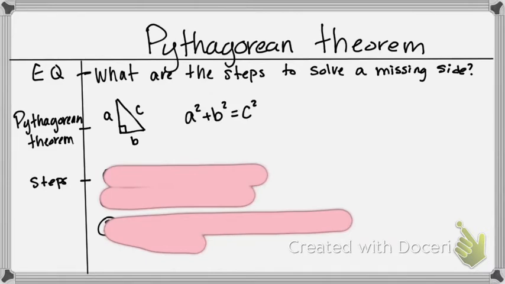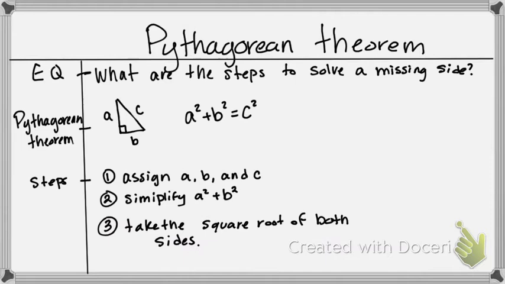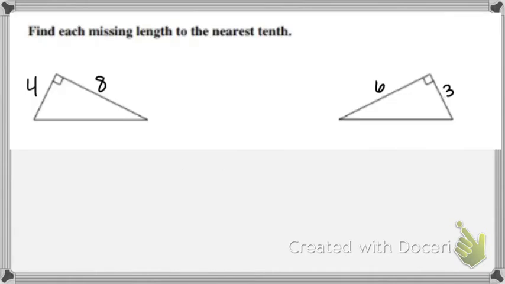The steps to finding the missing side length for the hypotenuse is going to be 3 steps. The first one is to assign A, B, and C to the sides. Step 2 will be to simplify a squared plus b squared, so that's the left side of the equation. And then the third is to take the square root of both sides. So let's look at a few questions that we have.